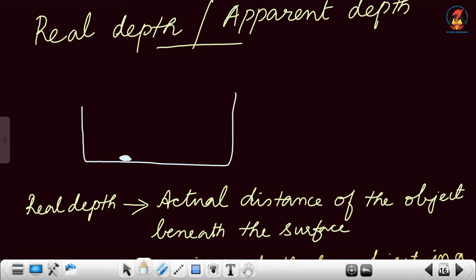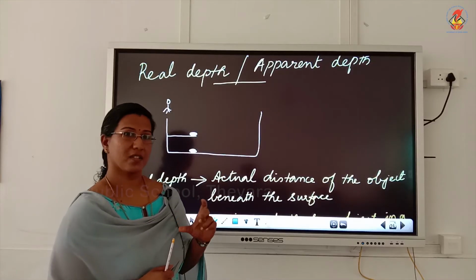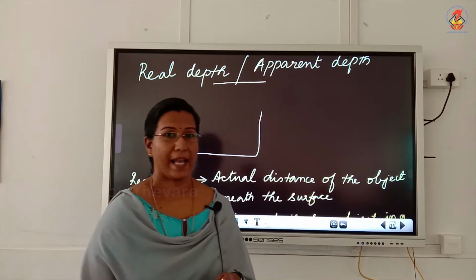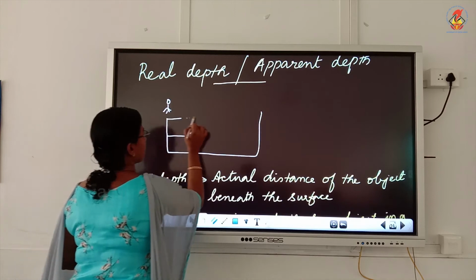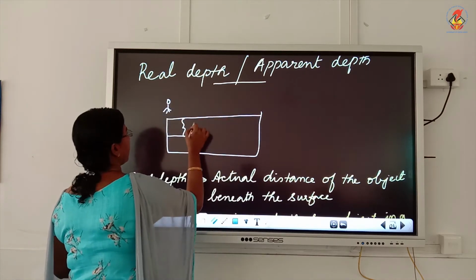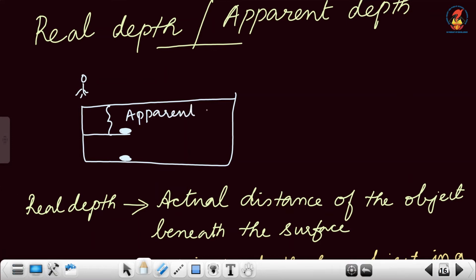But some of you must have experienced, if you are standing near the pool, it seems that the coin is not here, it is somewhere here. It seems that the coin is being raised. But you will feel that the bottom of the pool is somewhere here and the coin is kept here. So some of you may try to grab the coin and you may fall into the water. So this shift in position is what we call apparent depth. From the surface of the pool, this much is the apparent depth. And the actual depth of the pool is what we call the real depth.